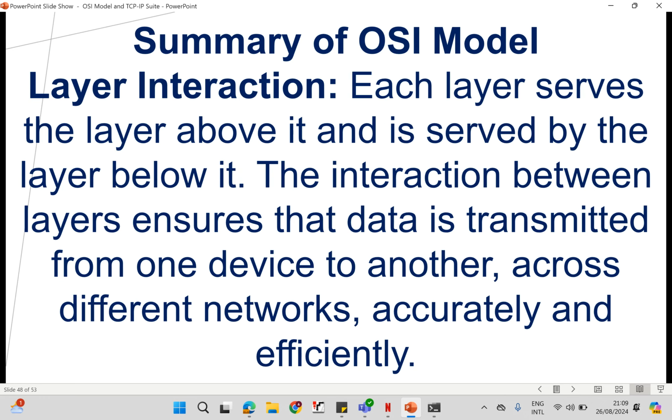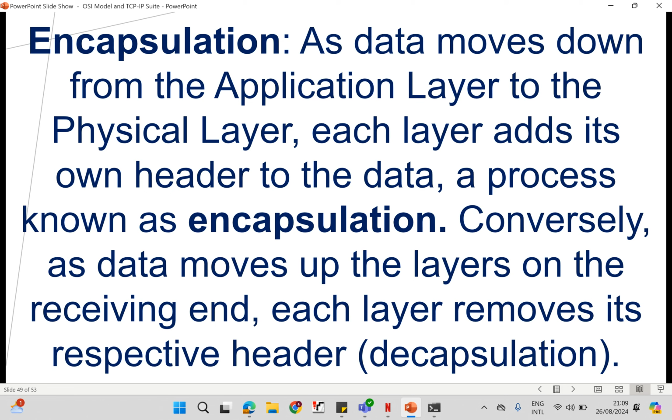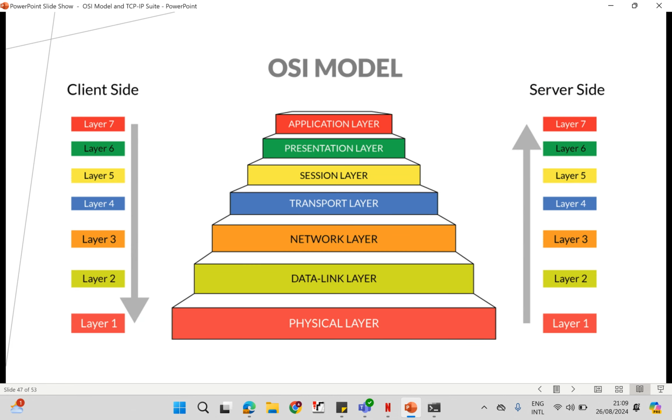So when we look at layer interaction, encapsulation, just like we've discussed in one of the layers: as data moves down from the application layer to the physical layer, each layer adds its own header to the data, a process known as encapsulation. So the process of adding a header, tail, or whatsoever to the data is what we call encapsulation. As data moves up the layers on the receiving end, each layer removes its own respective header, the decapsulation.